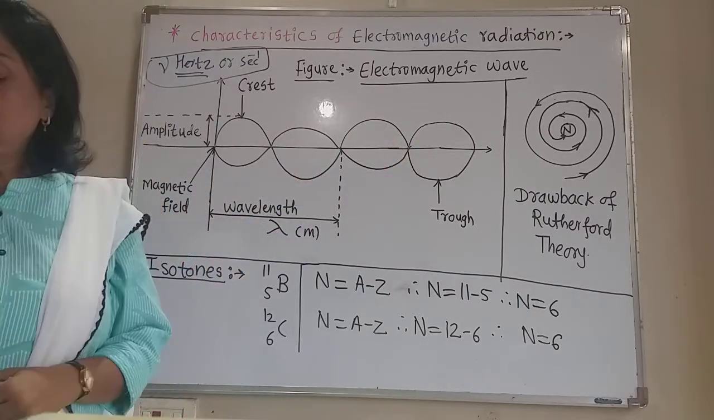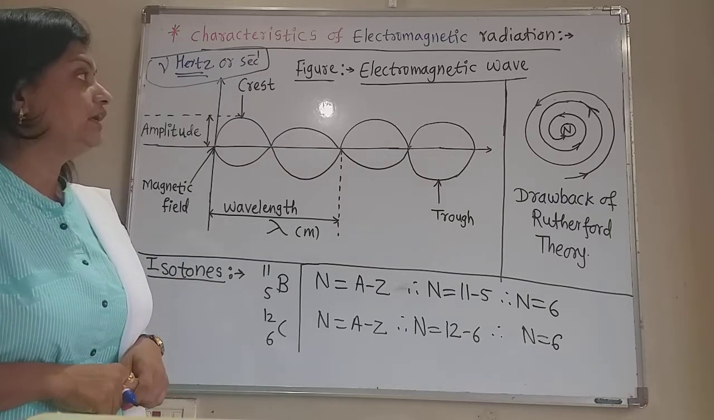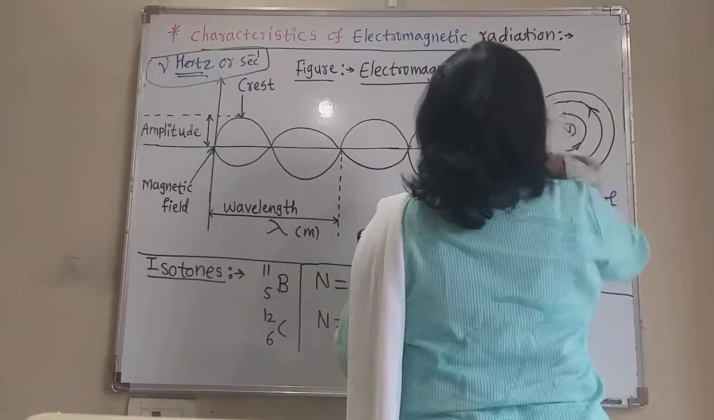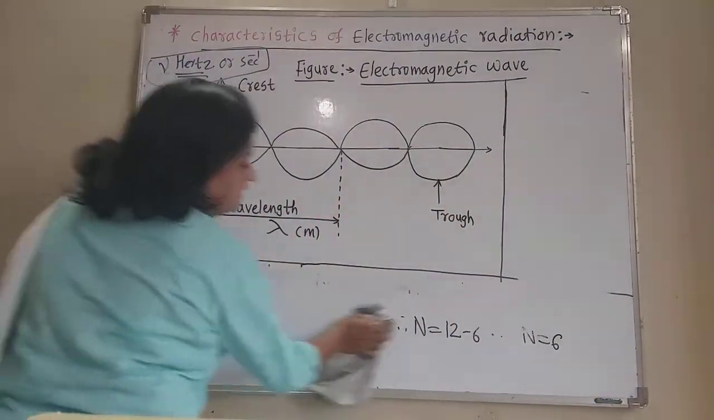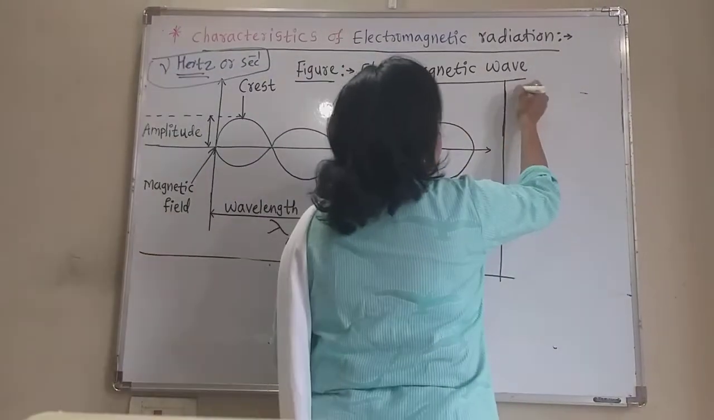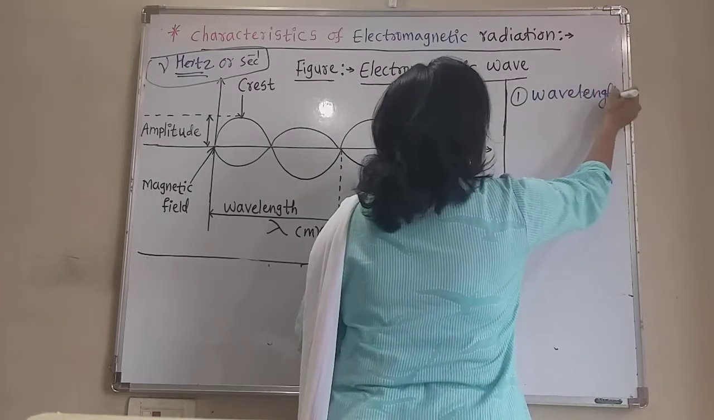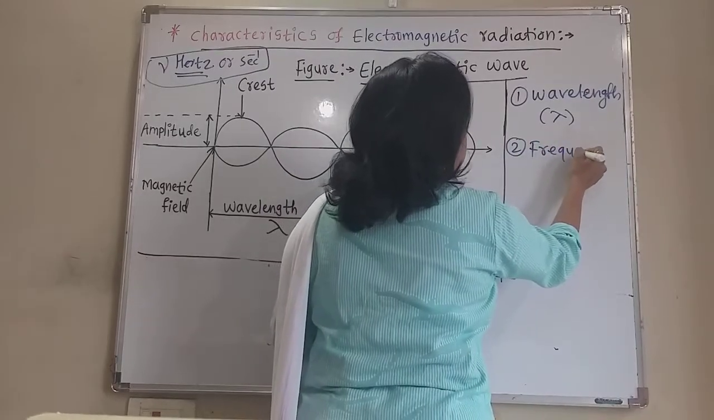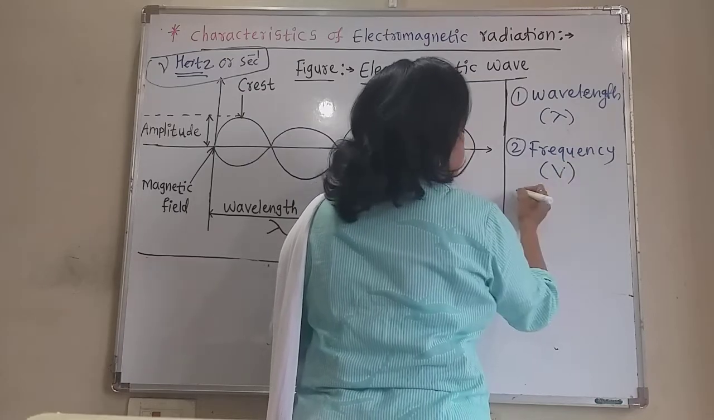Now third one, characteristics of the electromagnetic waves. We are seeing the characteristics of electromagnetic waves. First we already saw the wavelength, second the frequency. The first characteristic of an electromagnetic wave is the wavelength, given by lambda. The second one is the frequency, given by nu, and these are Greek letters.